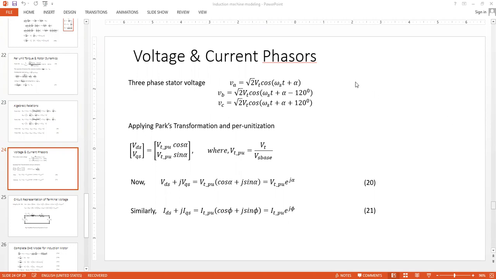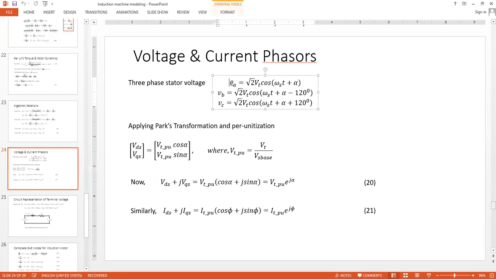We start with the three-phase stator voltage expressions, for any balanced system. So phase A is simply square root of 2 into Vt times cosine of omega st plus some phase shift alpha, where Vt is the RMS value. If you multiply it by square root of 2, we get the peak value. Similarly for phase B and similarly for phase C. Being a balanced system, we have 120-degree shift from each other.